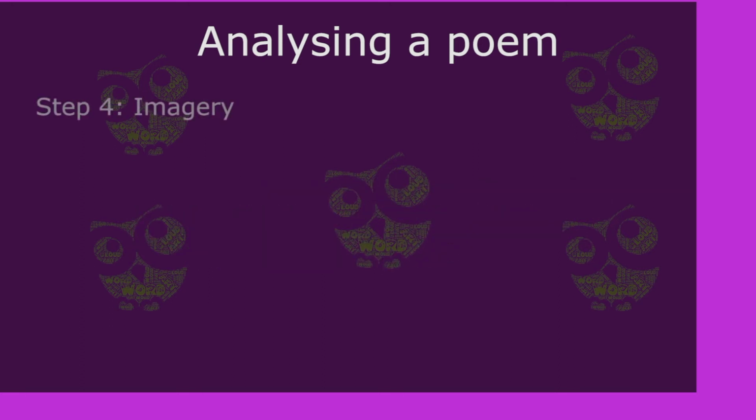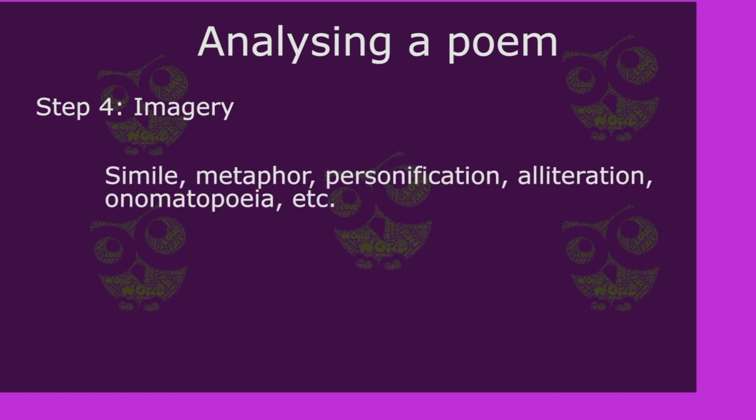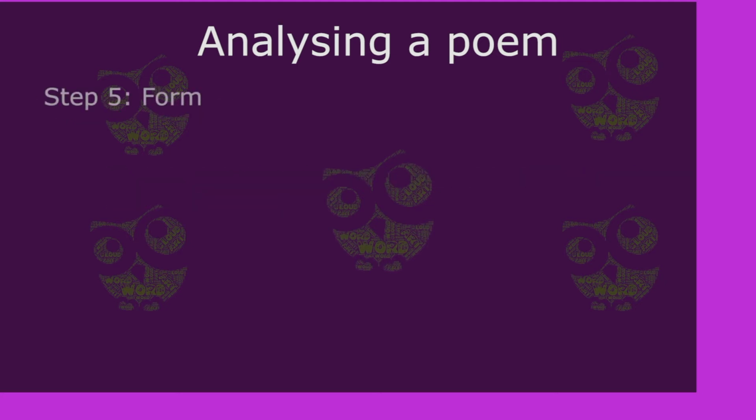Then step 4, imagery. What literary devices are used? Can you find similes, metaphors, personification, alliteration, onomatopoeias, and etc.? Then for step 5, you look at the form. Why has this structure been chosen? You should study the stanzas, rhyme, rhythm, and punctuation.